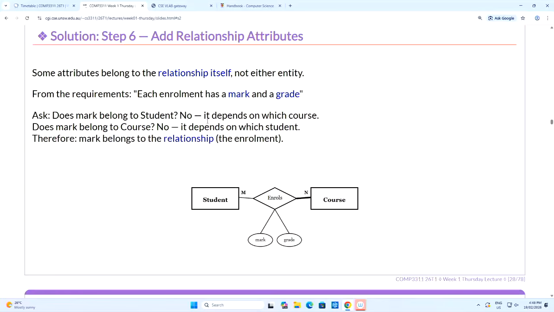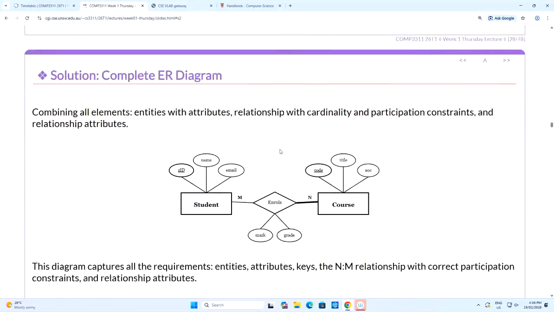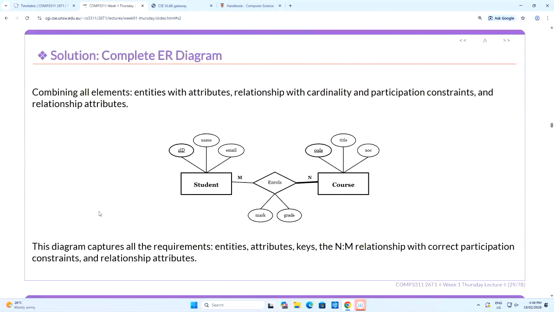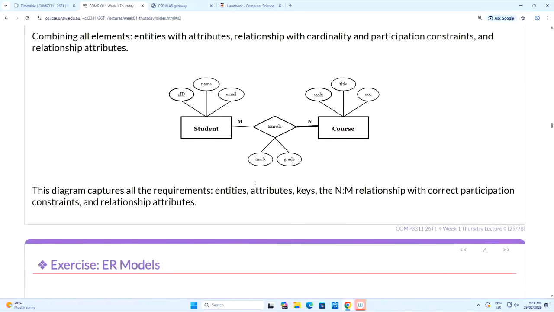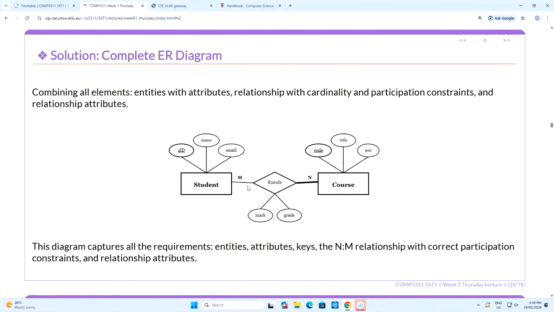we put the marks and grades associated with the enrollment, because these are relationship-specific attributes. And I do agree with him that grades should be modeled as a derived attribute. And when we put them all together, it looks something like this. So we've got entities, relationship, attributes, and we underline the key attributes. And for now, it looks all right.